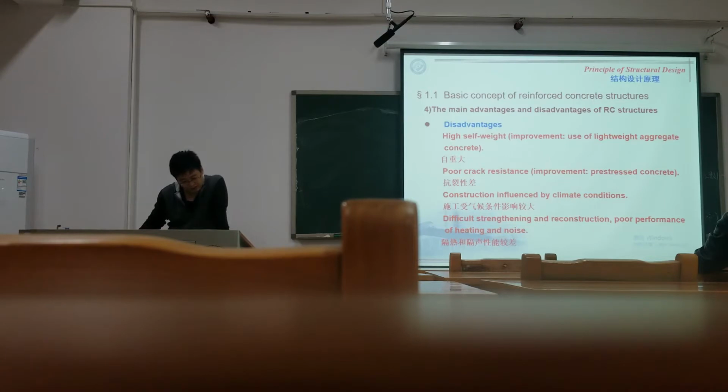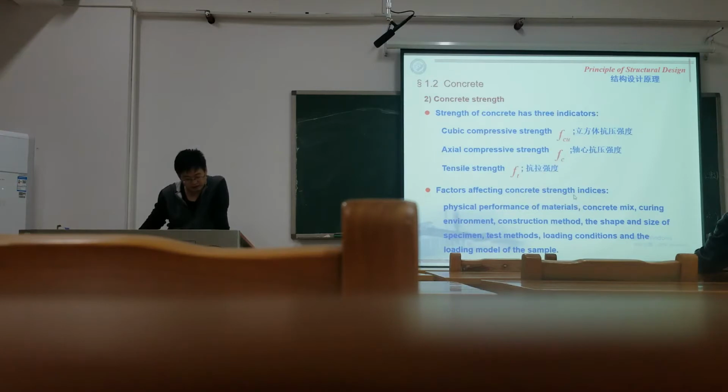But for the concrete, another very obvious disadvantage is the crack. It's easy to crack just because it has a very low tensile strength. And the construction is influenced by the climate conditions, and it is also difficult to strengthen and reconstruct, with poor performance for heat and noise. So that's the main characteristics of concrete.